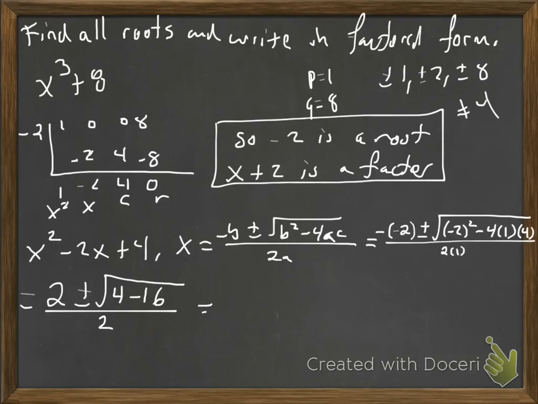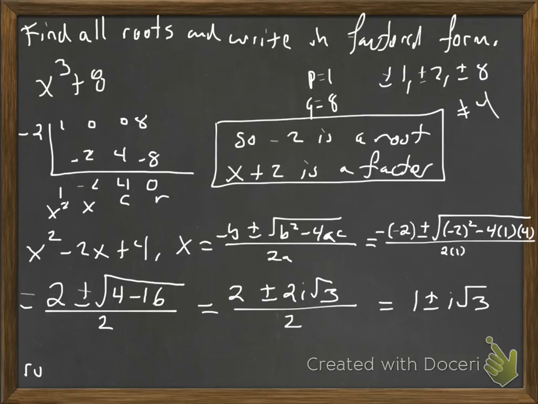Okay, all over 2. So it's going to be 2 plus or minus 2i root 3, all over 2. And we can divide everything by 2. And so we'll have 1 plus or minus i root 3. And so now what we'll do is we'll just write down our roots. So our roots are going to be minus 2 and 1 plus and minus i root 3.